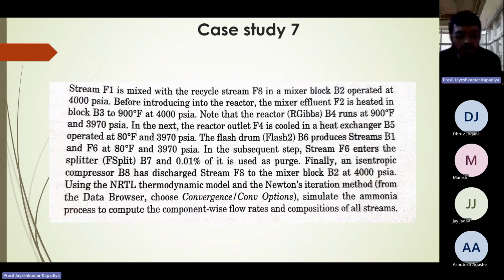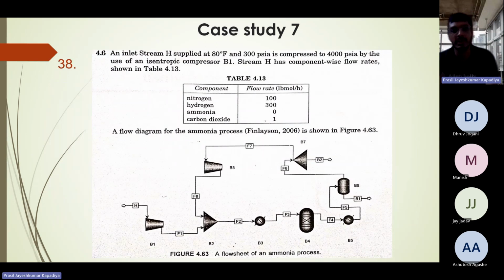Using the NRTL thermodynamic model and Newton's iteration method from the data browser, choose convergence options, and simulate the ammonia process to compute the component-wise flow rates and composition of all the streams. Is this problem statement clear?